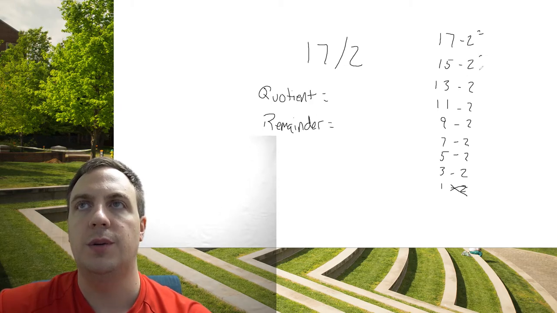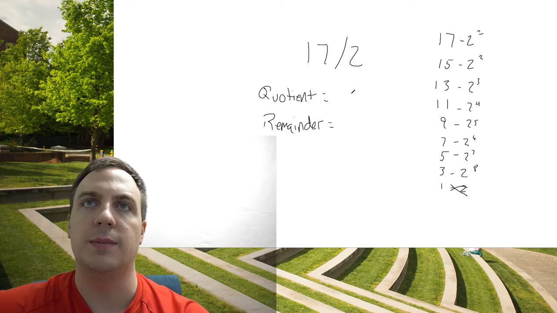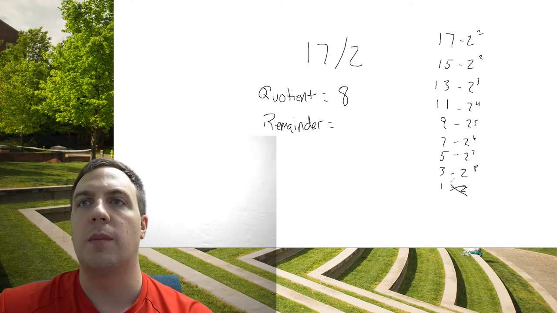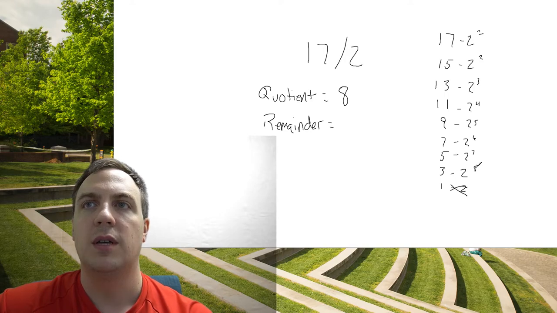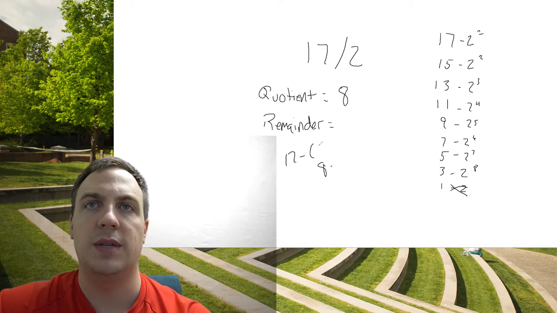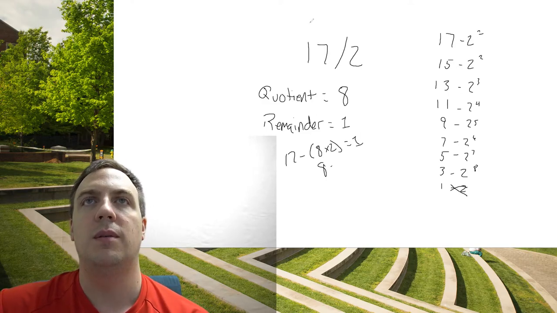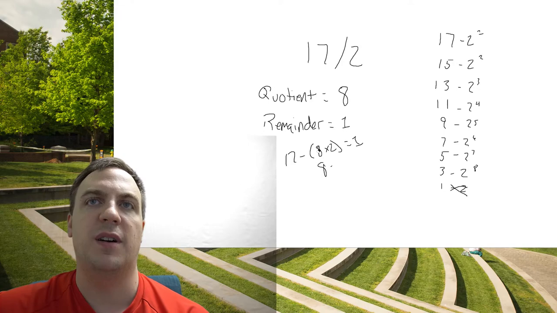There's 1, 2, 3, 4, 5, 6, 7, 8 times. So the quotient is 8, and the remainder is whatever is left over. So we do 8 times 2, which is 16, and subtract that from the original number. So it's 17 minus 8 times 2, which gives us the value 1. So that is how we can perform division fairly straightforwardly.